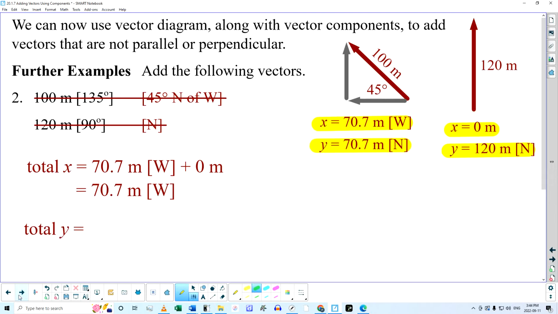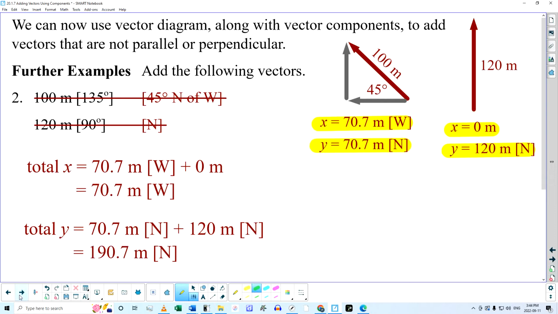If I want to find the total of my y components, I can add 70.7 meters north and 120 meters north and get 190.7 meters north. And this crossing out of the vectors that I did earlier, if you're going to do that, that's fine, but don't cross them out so that you can't see them anymore. Just keep in mind that we're not using them anymore, but don't scribble over them so much that you can't read them.